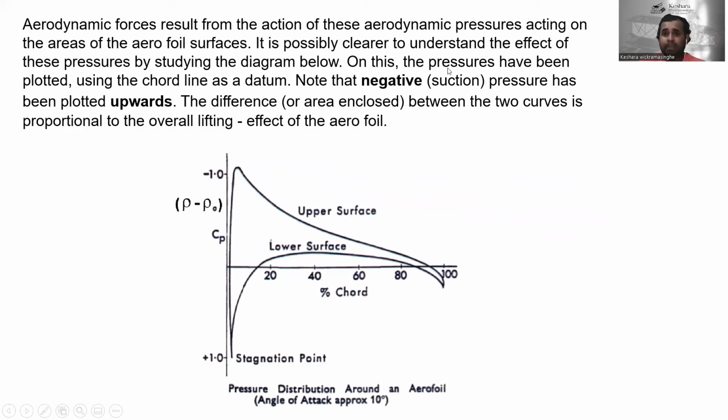On this, the pressure has been plotted using the chord line as a datum, right? So this is the chord line as a datum. Note that the negative, it means this side, the negative suction pressure has been plotted upwards, and the area enclosed between the two curves is proportional to the overall lifting effect of the aerofoil, right? You can go through this graph, right? This is the chord line and this is the pressure difference. Okay, the pressure distribution around an aerofoil.